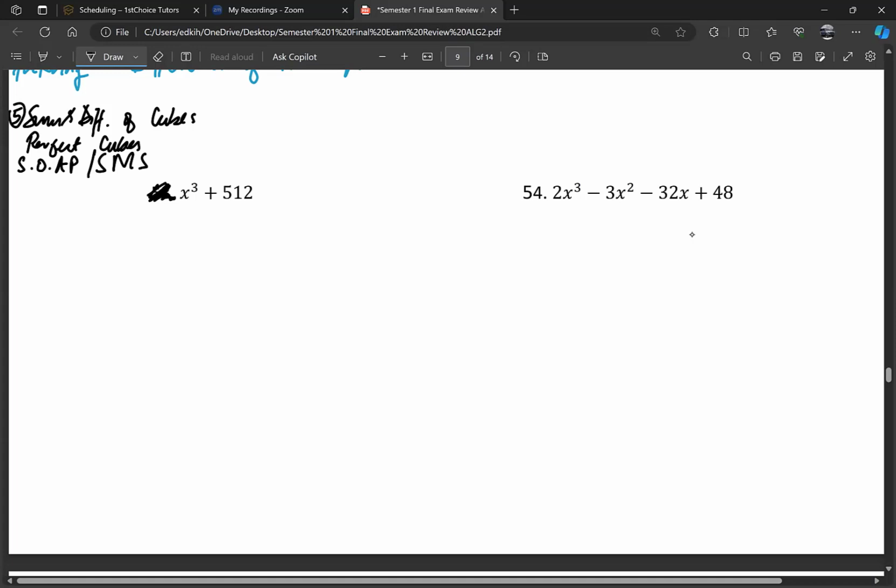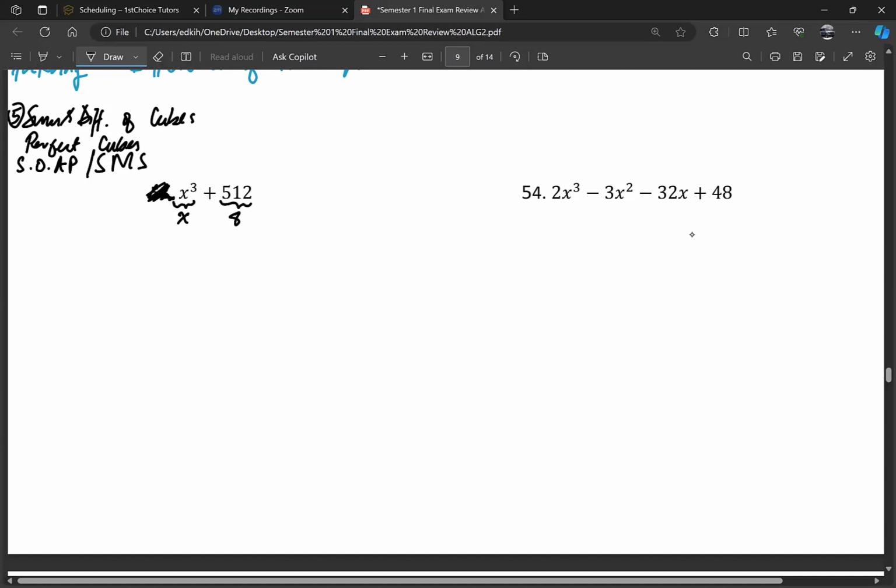So does x cubed have a cube root? If you've answered yes, you are correct. The cube root of x cubed is just x. Does 512 have a cube root? If you've answered yes, you are correct. And I think the cube root of 512 is 8. So this is a sum of cubes.